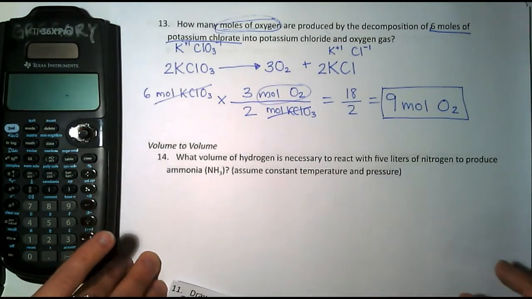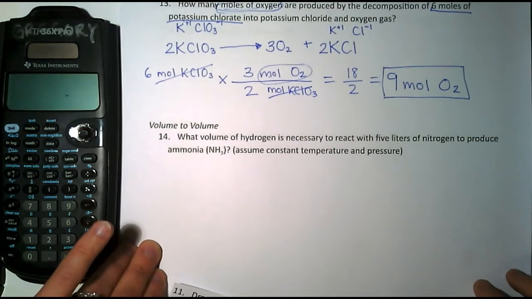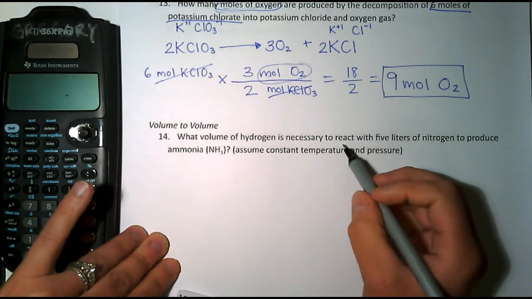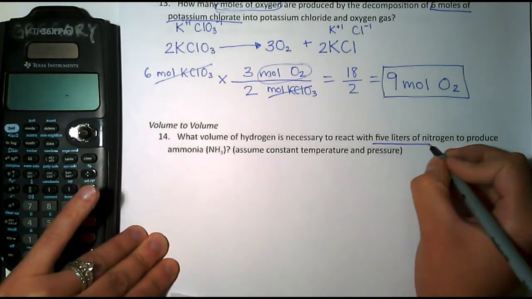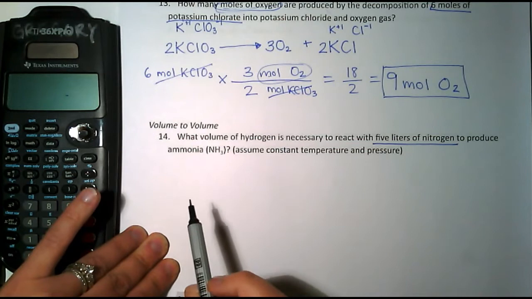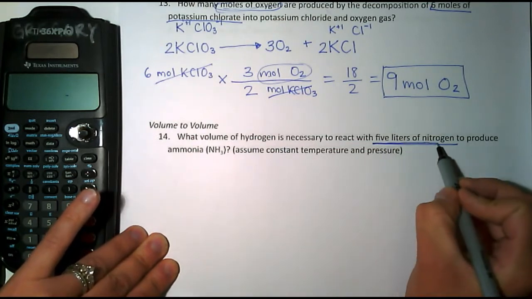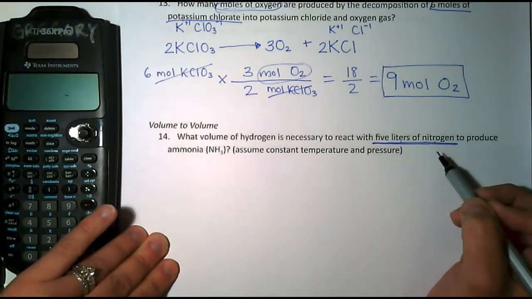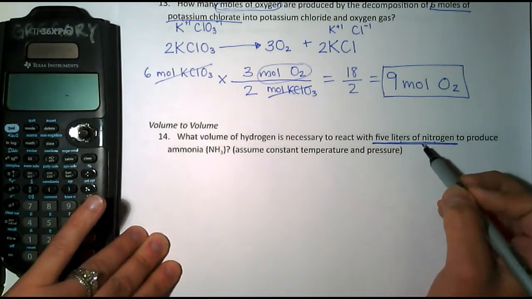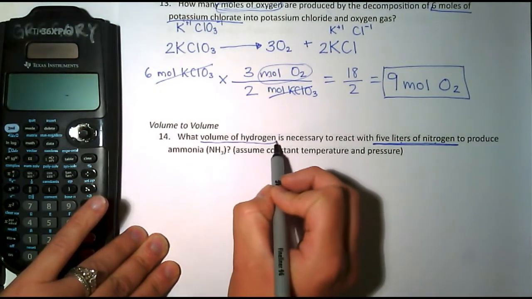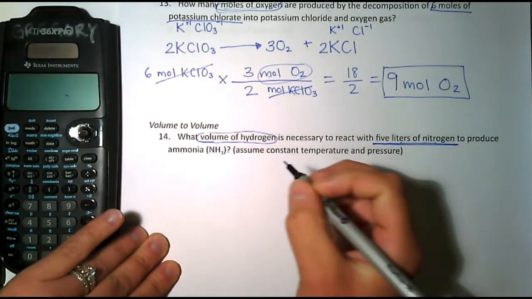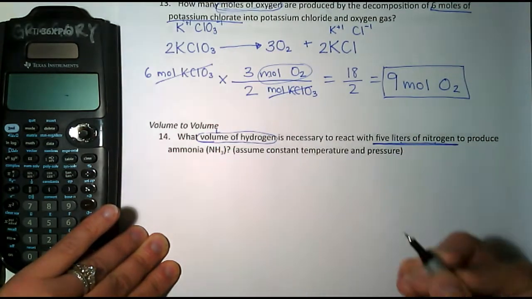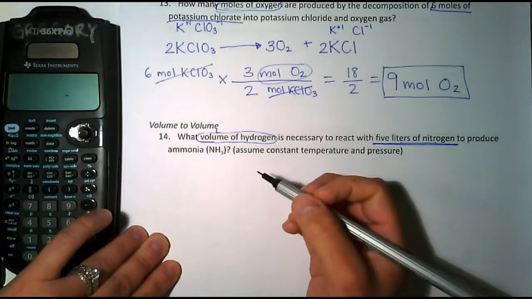All right. Next, we have a volume-to-volume conversion. It says, what volume of hydrogen is necessary to react with 5 liters of nitrogen to produce ammonia? And so I went ahead and underlined my given value. I know that this has a number in it, it has a unit, and it has a substance, so that this has to be my starting value. And then it says what volume of hydrogen. So I'm going to circle that because that is my target substance, and my target unit will be liters if we're looking for volume. So now let's write our equation.